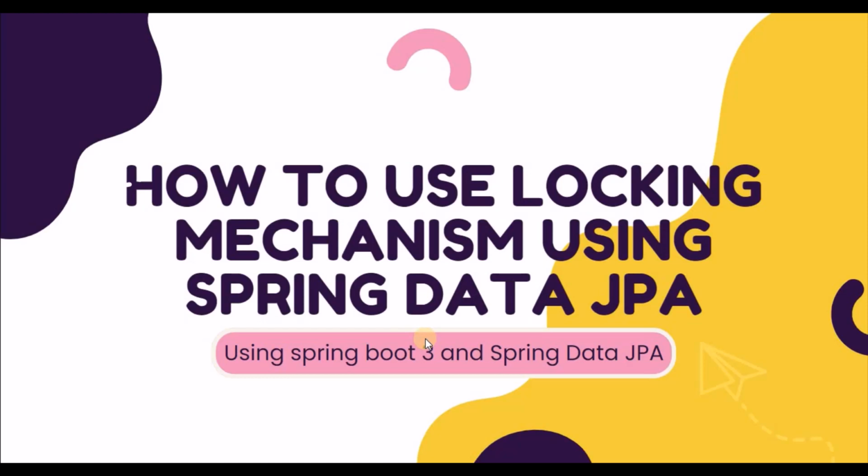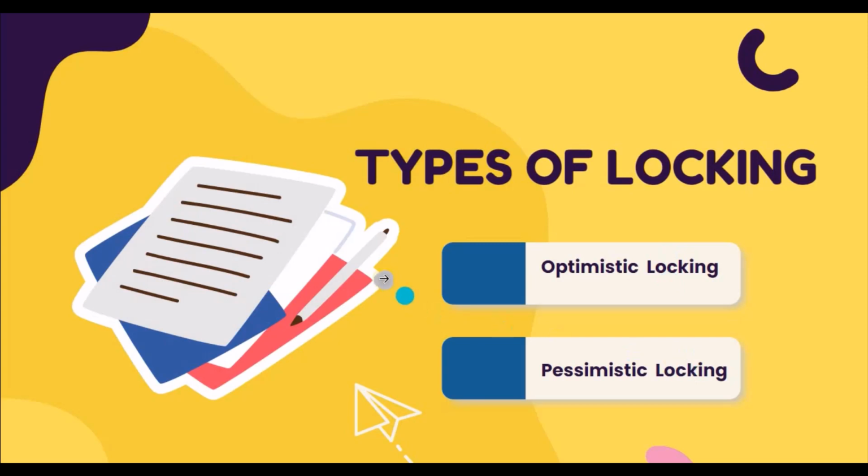Now we'll understand what the types of this locking are. In Data JPA, there are two types of locking. One is optimistic locking, another is pessimistic locking. We'll go one by one: what the benefit is, why we use optimistic, and why we use pessimistic. There are also scenarios, if we take one real example, where this kind of situation may occur.